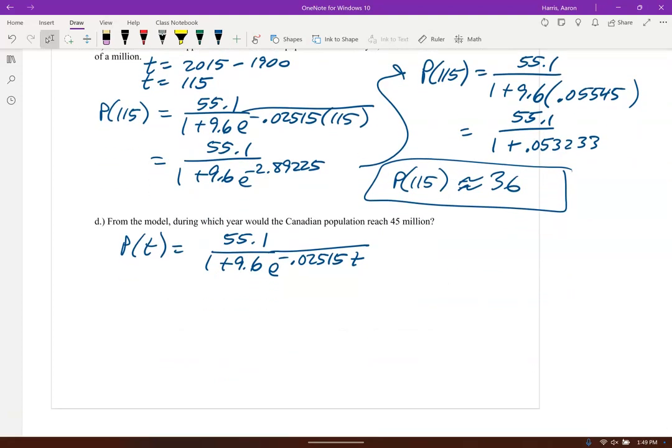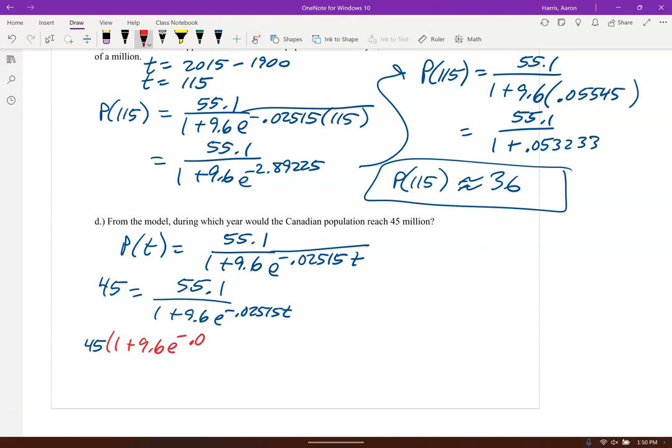All right, this last one says, from this model, when will the Canadian population reach 45 million? So 45 would go right there. And we're going to have to solve for t. Now I'm going to get that on top, so I'm going to multiply both sides by that denominator. So I have 45 times that 1 plus 9.6 e to the negative 0.02515 t equals 55.1. I'm going to go ahead and distribute that.